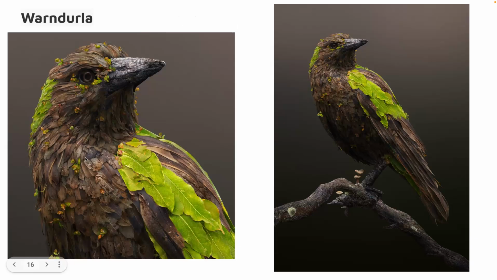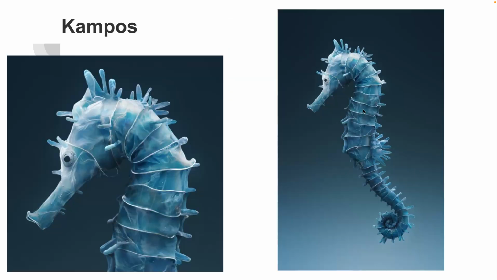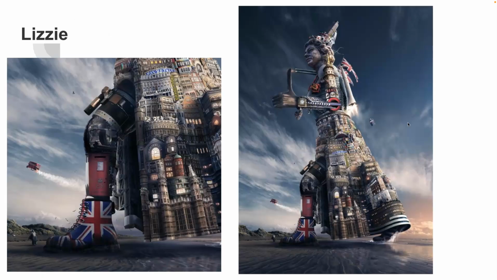And often his work is sponsored. Often it's for public service campaigns or environmental campaigns, like this one. So this is a bird made entirely out of leaves and bark. This is an elephant made all out of Arctic mountain ice. This is a seahorse made all out of rubber surgical gloves. So this is about the problem of plastics in our oceans. This is the bot of England, right? Queen of England made up of English monuments.